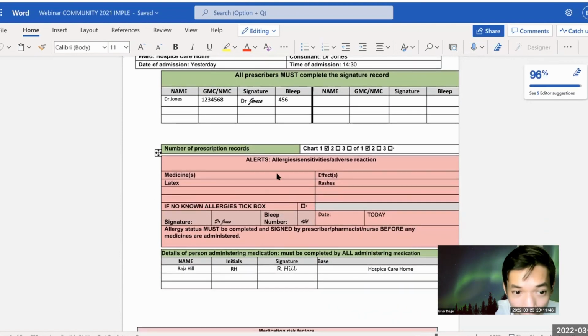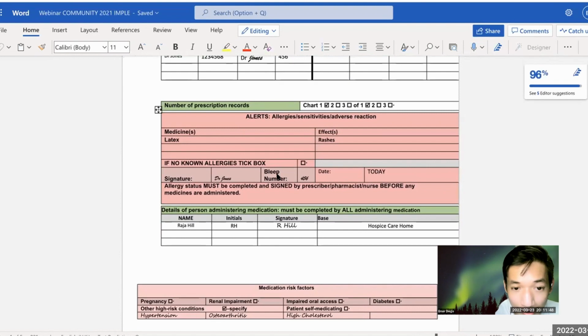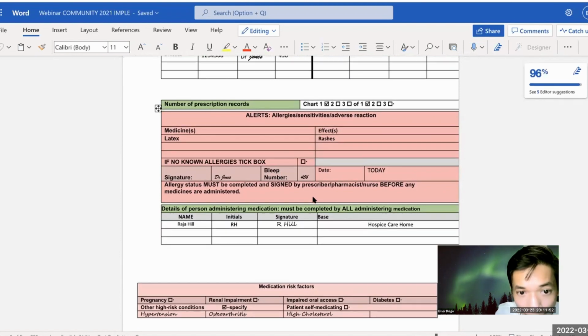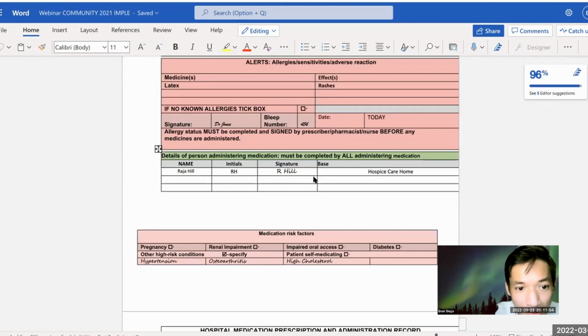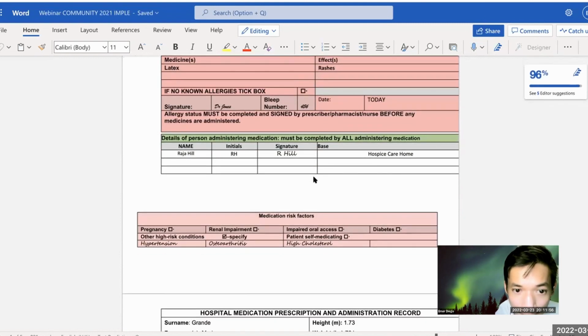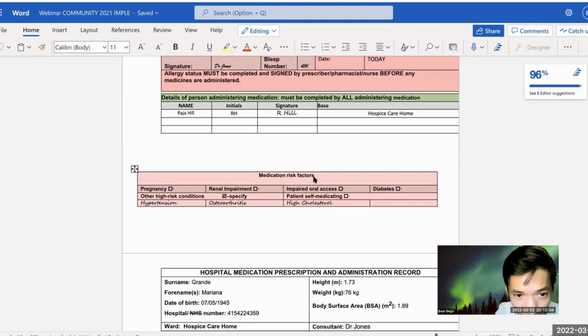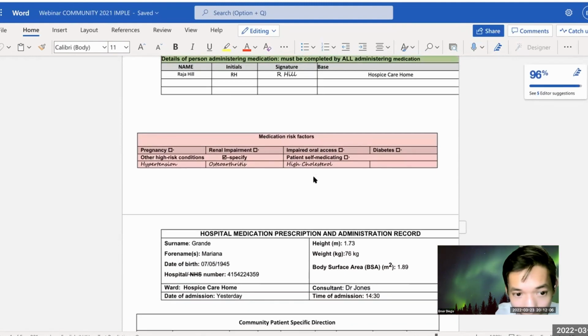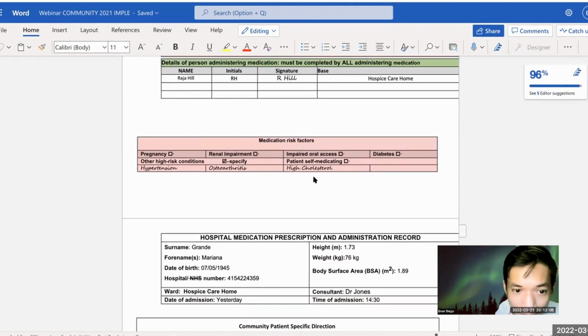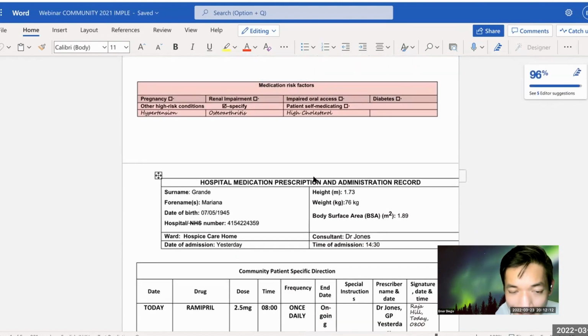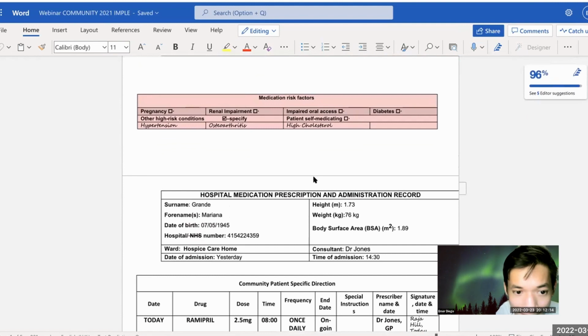The patient is allergic to latex. The effect is rashes. Signed by Dr. Jones, bleep number 456 today. So details of the person administering the medication. Name is Raja Hill, initials RH, signature is R Hill. Base is hospice care home. The patient risk factors. The patient is hypertensive. The patient has osteoarthritis and high cholesterol. Okay. So again, remember this section. It might give you a hint on what's coming next.